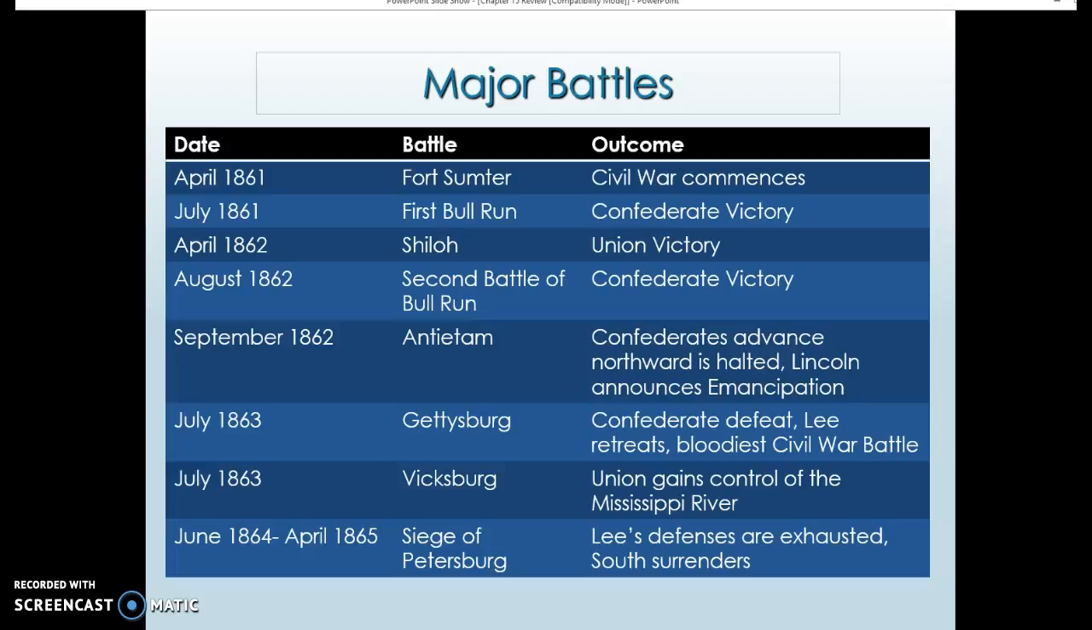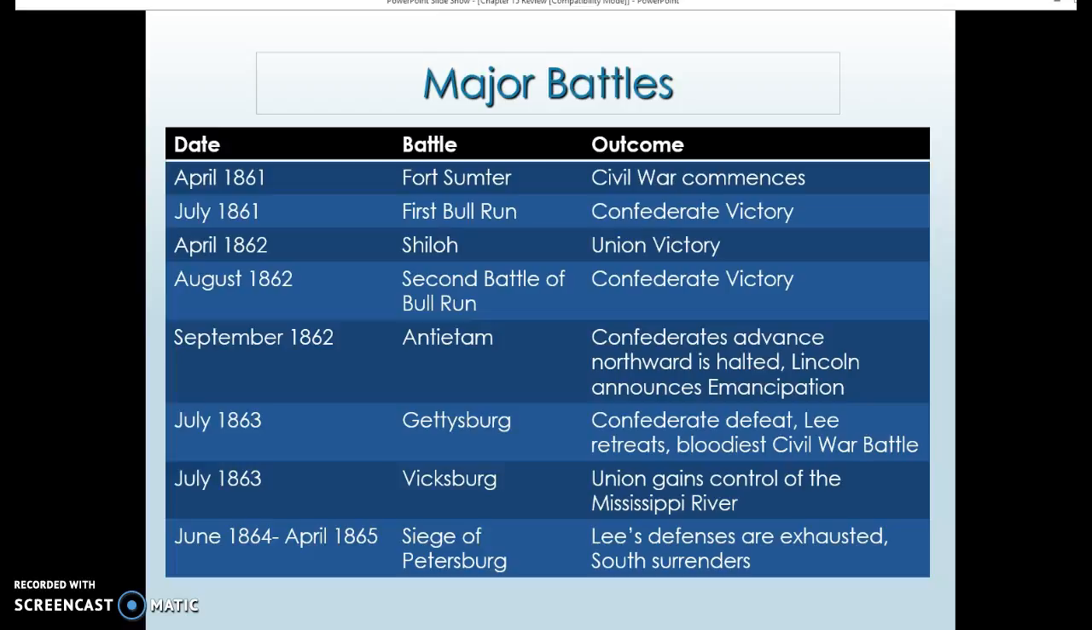Then in September, a month later, you have Antietam. The Confederates are trying to advance northward, and it's going to be halted. So Robert E. Lee and his advance northward is halted. Lincoln's confidence is regained that maybe the North could win this war, and he announces his plans for emancipation. He announces it in September. It won't go into effect until January, and even in January, it has a very limited effect. We'll talk about that in just a minute.